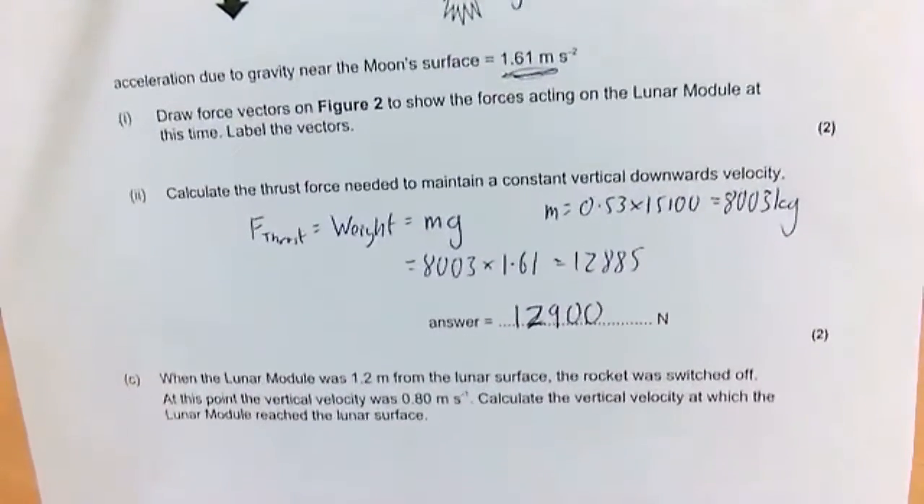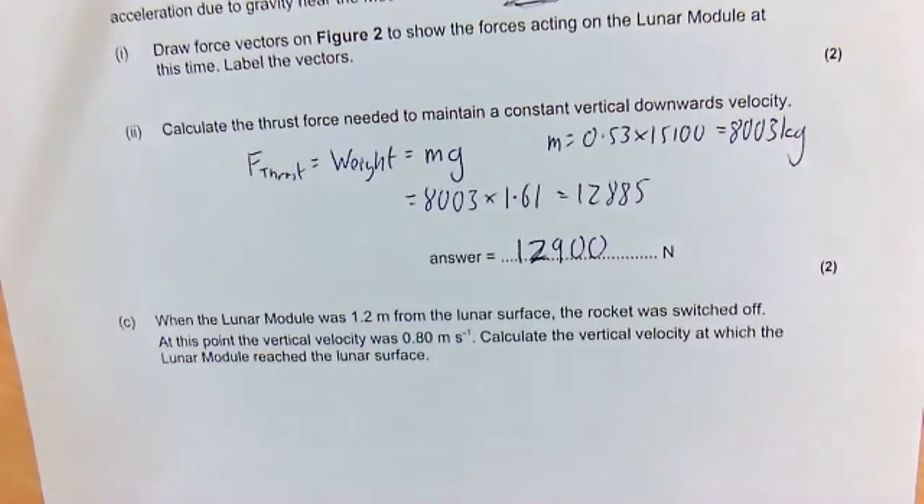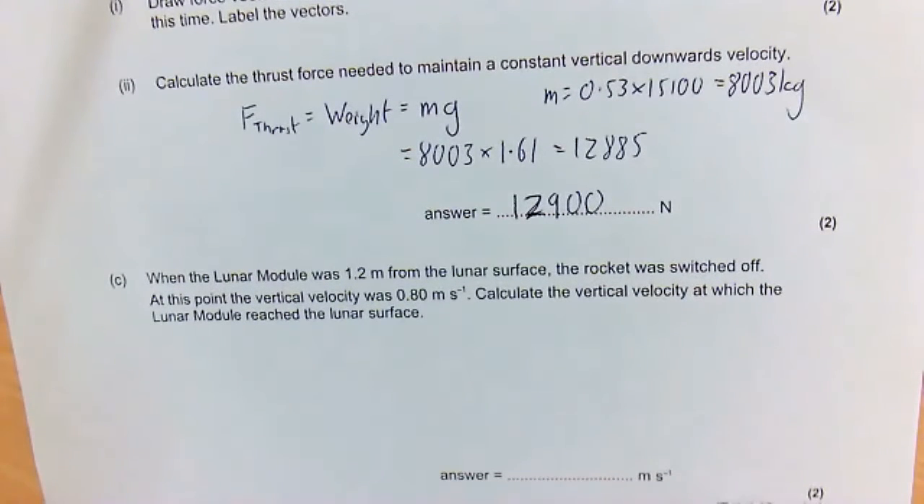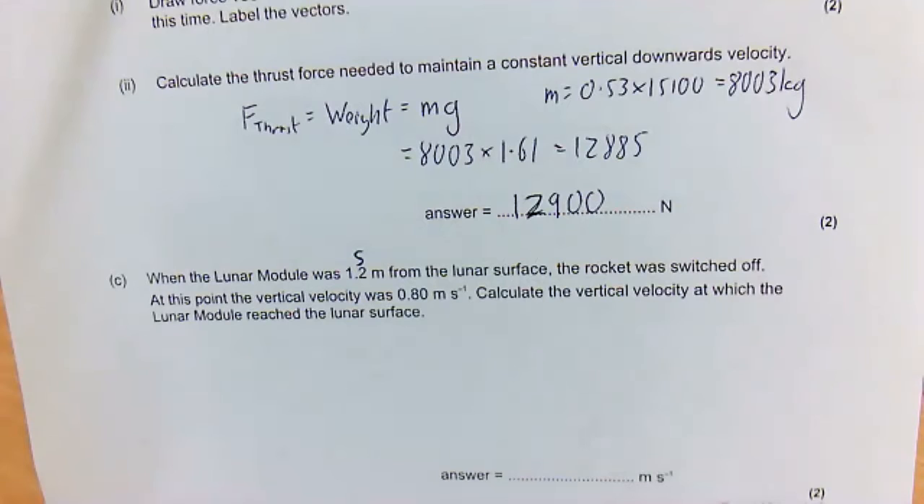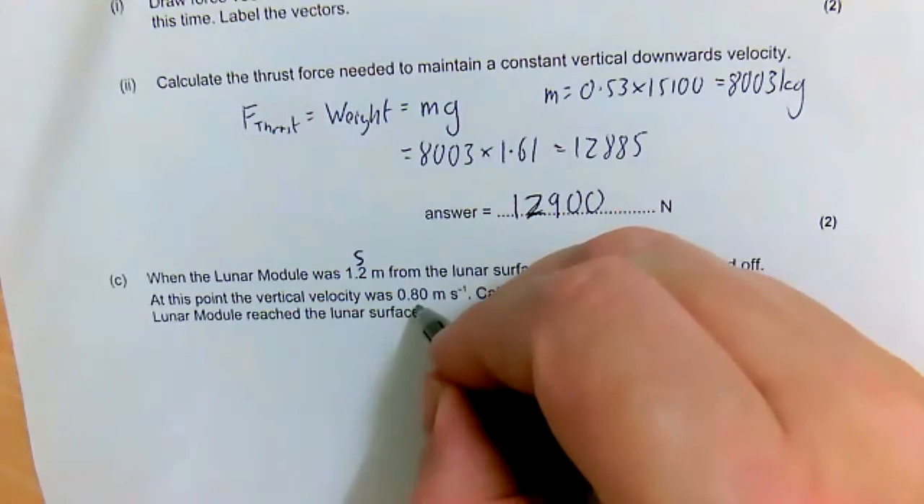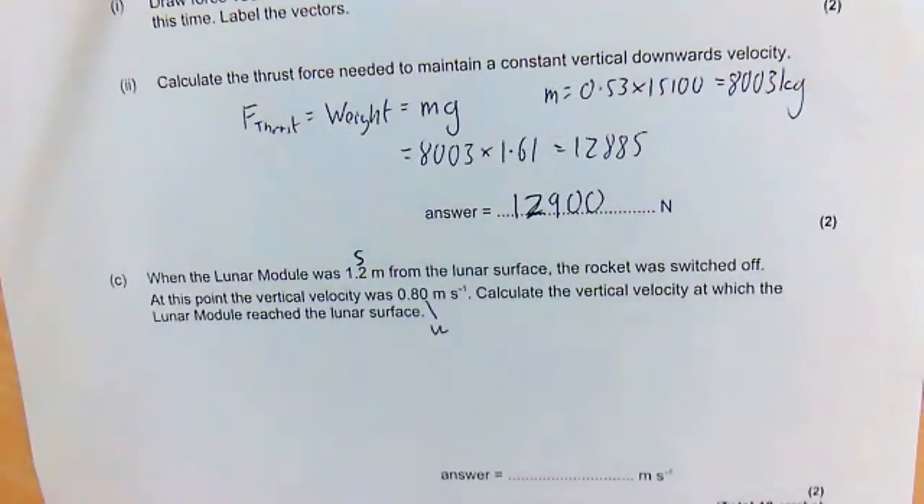Then it says when the lunar module was 1.2 meters from the lunar surface, the rocket was switched off. At this point, the velocity was 8 meters per second. Calculate the vertical velocity at which the lunar module reached the lunar surface. So we're looking for the vertical velocity. When it was 1.2 meters from the surface, the rocket was switched off, so we've got a distance there. At that point it switched off, so it reached a constant velocity. It told you the velocity at the beginning, this is u, 8 meters per second.